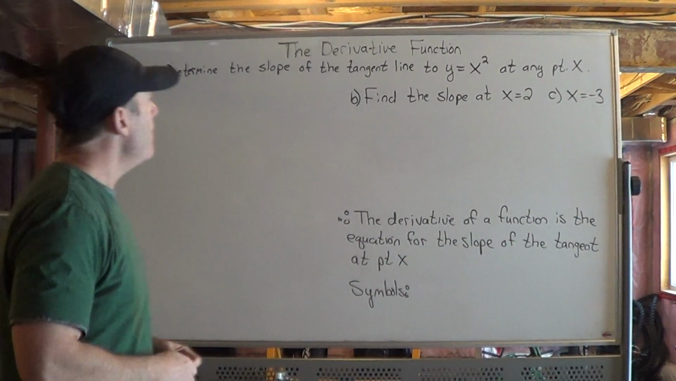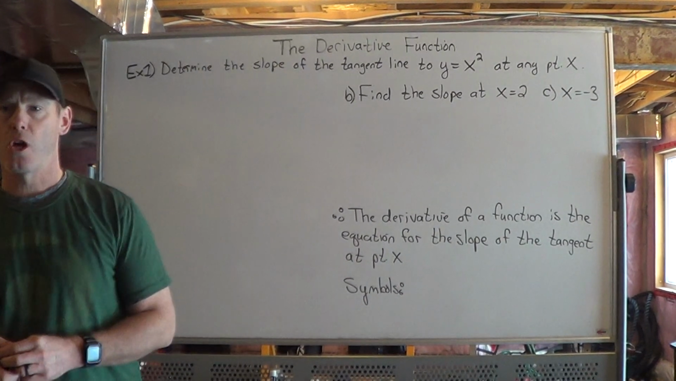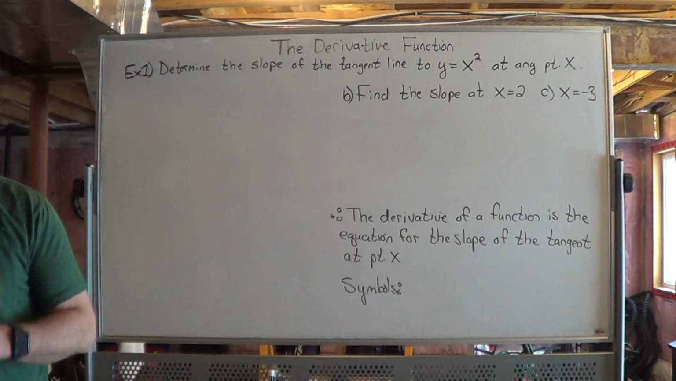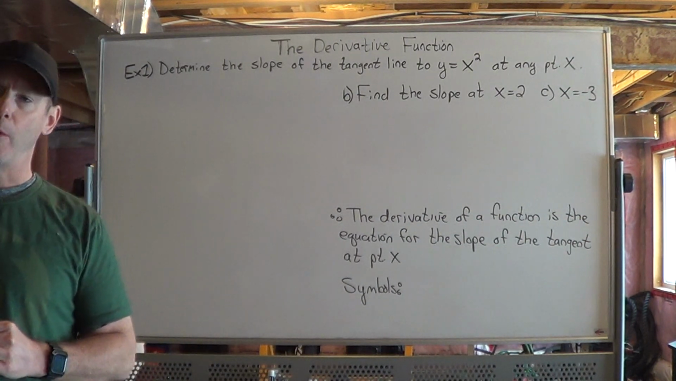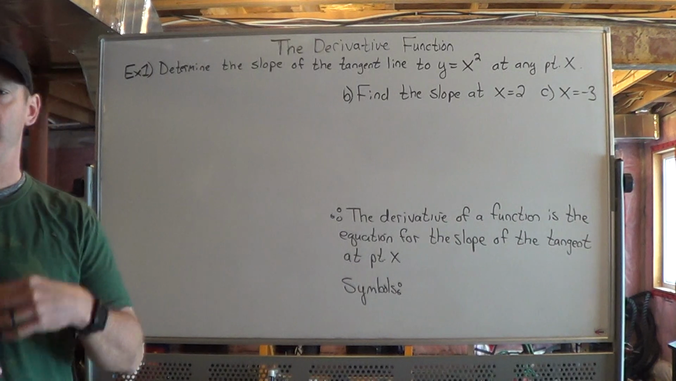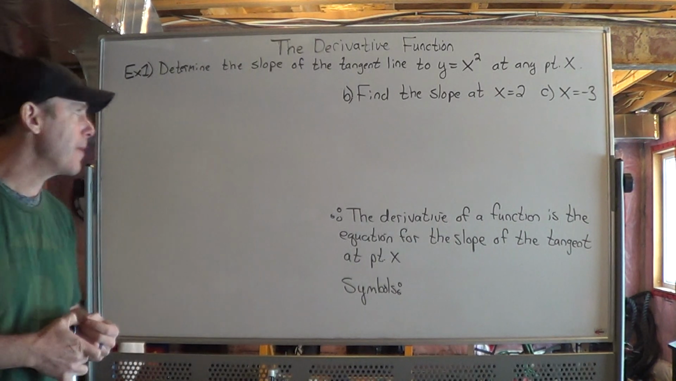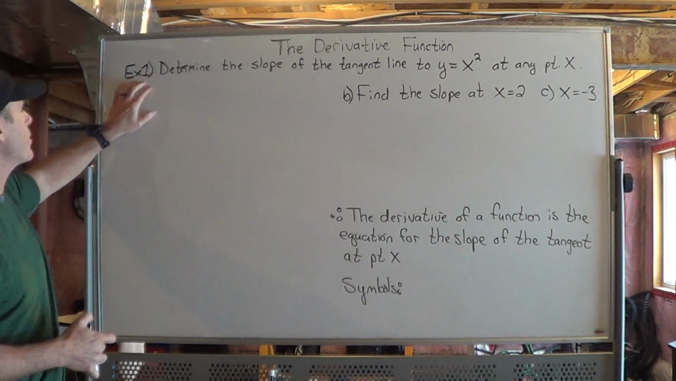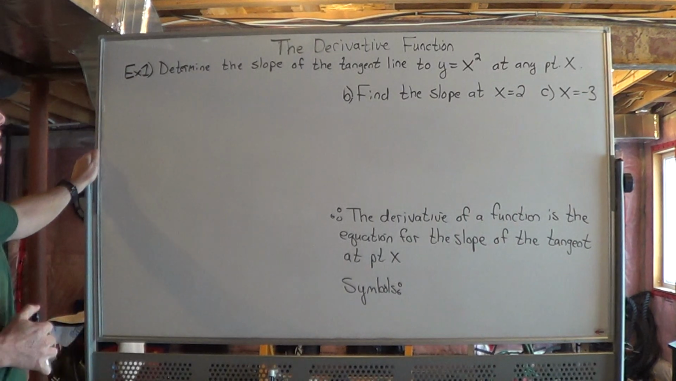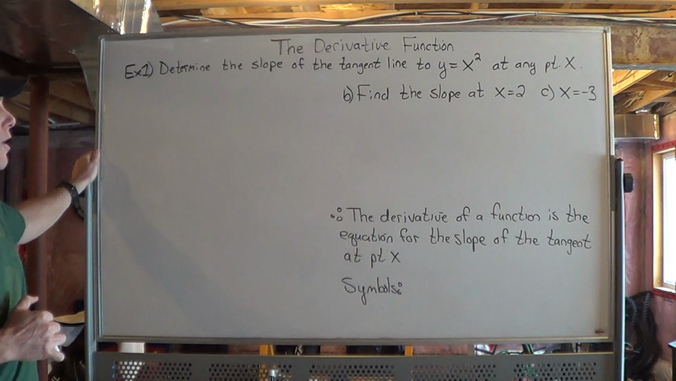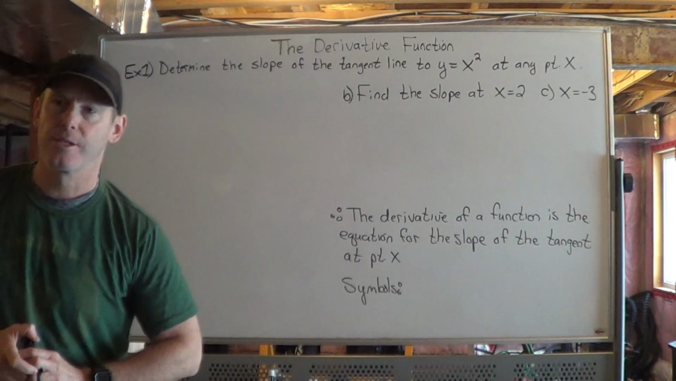Alright, so today we are going to look at what's called the derivative function. Now we've already kind of found the derivative, but we found the derivative in a specific sense. And here's what I mean by that. We have our first example, which says determine the slope of the tangent line to y equals x squared at any point x.